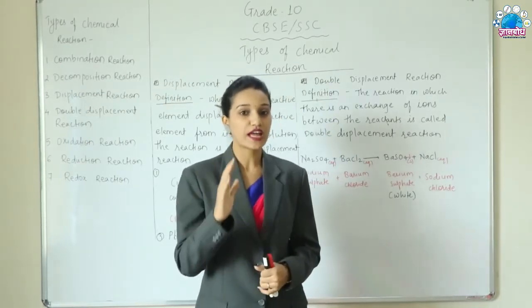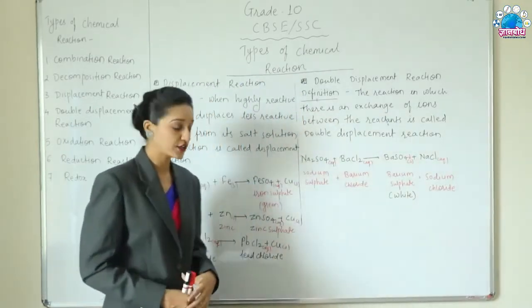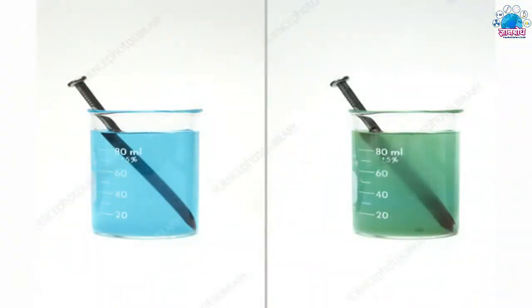Now what actually happens in the reaction? We can see the reaction here. Copper sulfate in its aqueous solution is a very bright blue color. When an iron nail or iron wire is dipped in copper sulfate solution, what happens? Iron, being more reactive than copper, displaces copper from its salt solution.